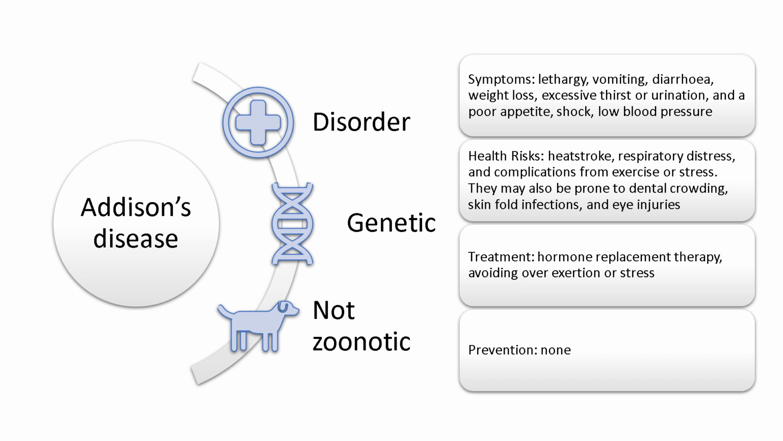Addison's disease, also known as hypoadrenocorticism, is a disorder of the adrenal glands whereby the glands aren't functioning correctly and are failing to produce sufficient hormones, the opposite of Cushing's disease.